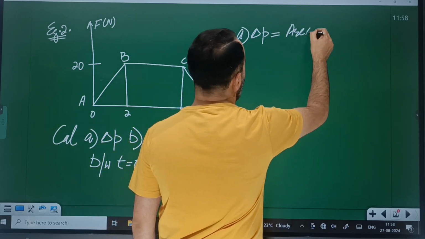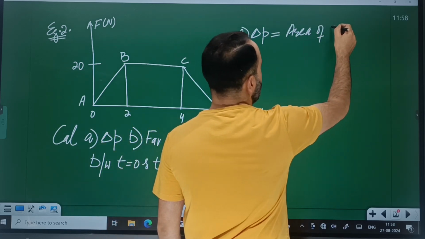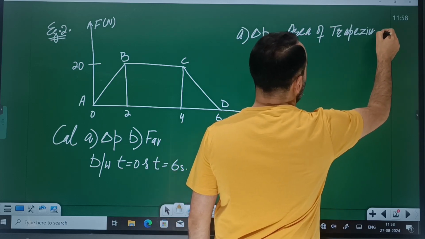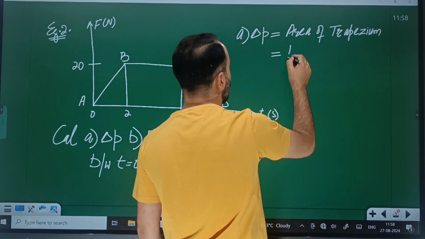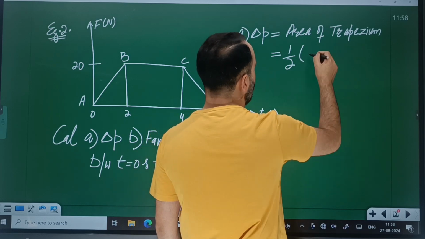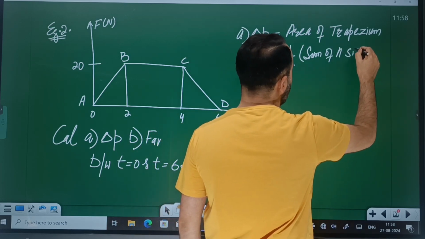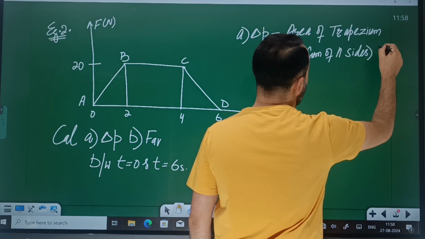It's equal to the area of the trapezium. Area of trapezium, okay beta. So can we calculate the area of the trapezium? Yes, of course we can. 1/2 into what? Sum of parallel sides. Let me write it here: sum of parallel sides multiplied by height.